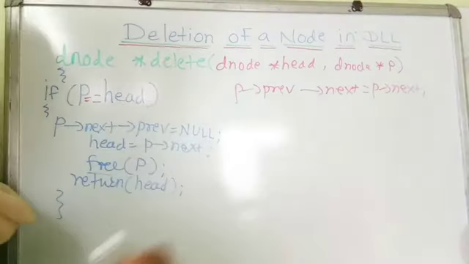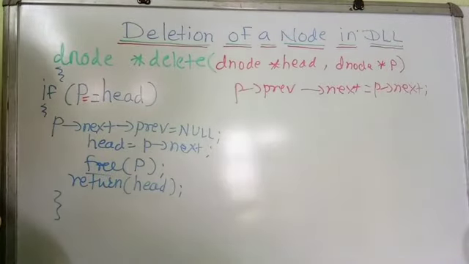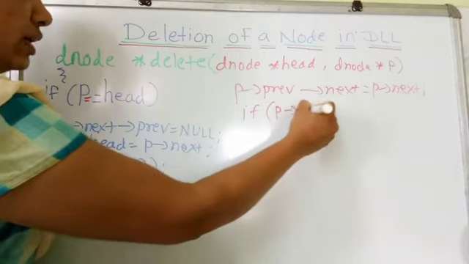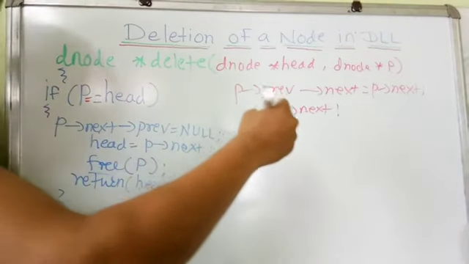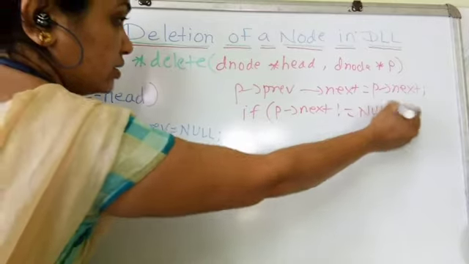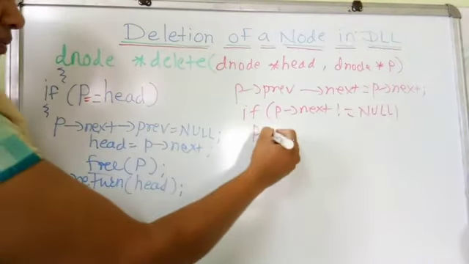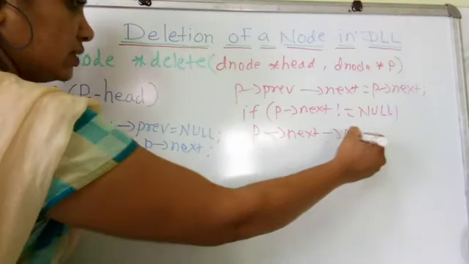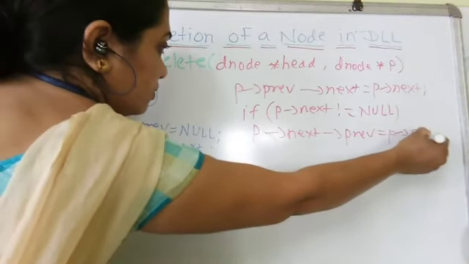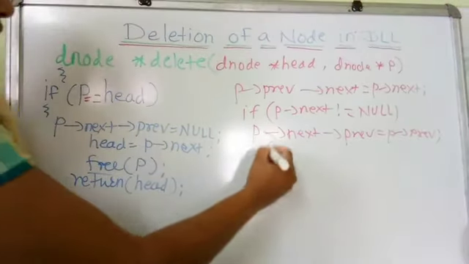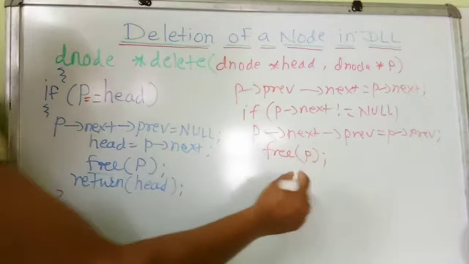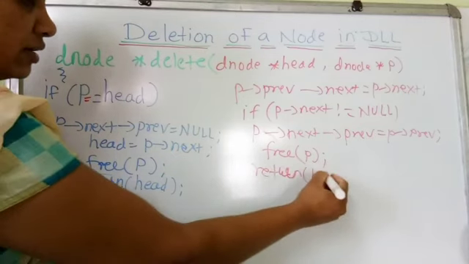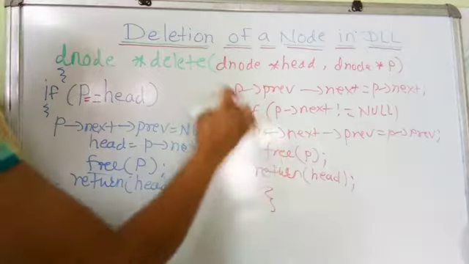What it indicates, that is, we will complete some steps and then try to analyze it. If p pointer next not equals to null, then p pointer next pointer previous equals to p pointer previous. Okay, then after completing these statements, we will make this p connection free and we will free it and return the head. Now, what do these statements actually indicate?